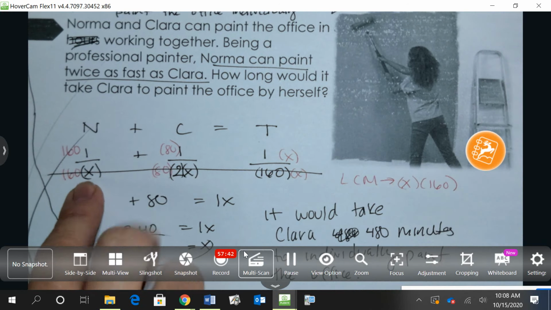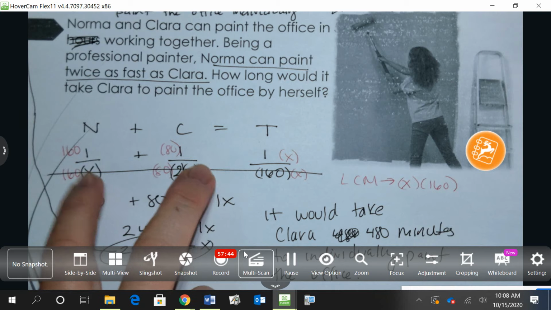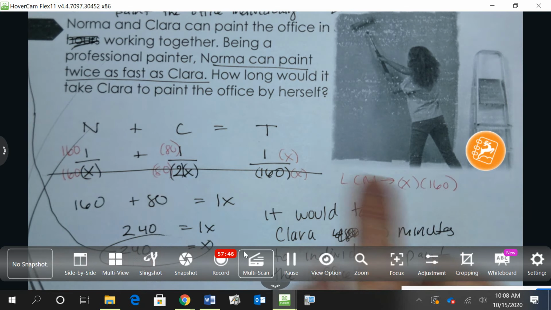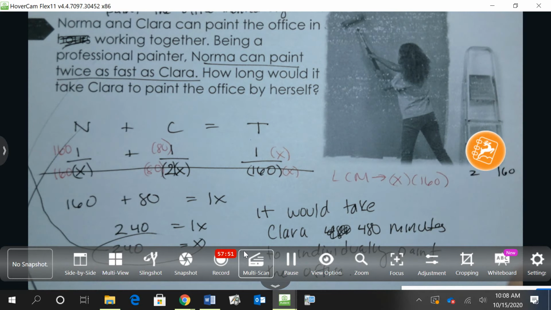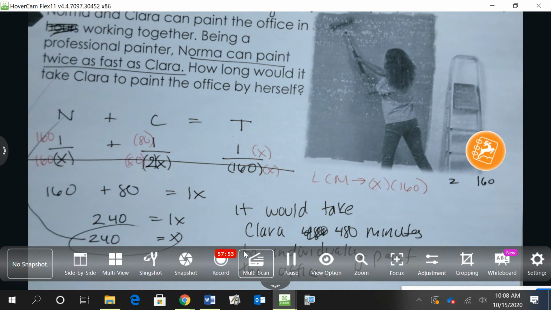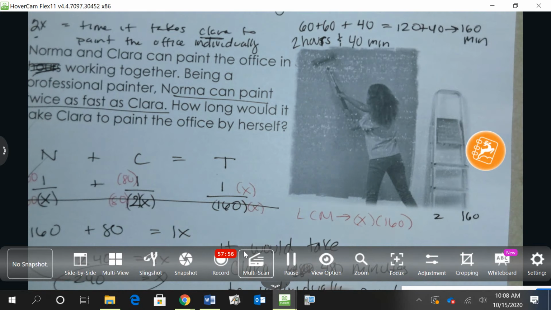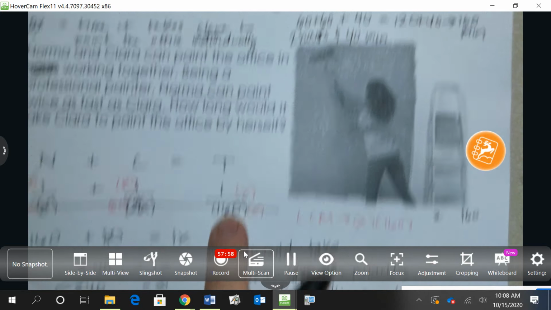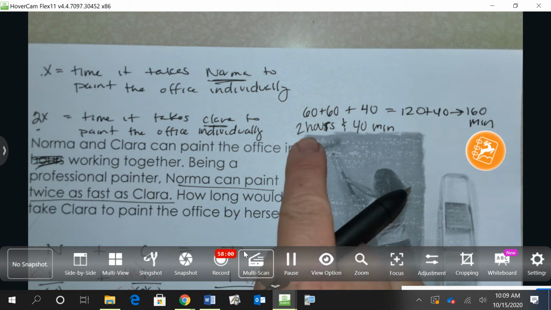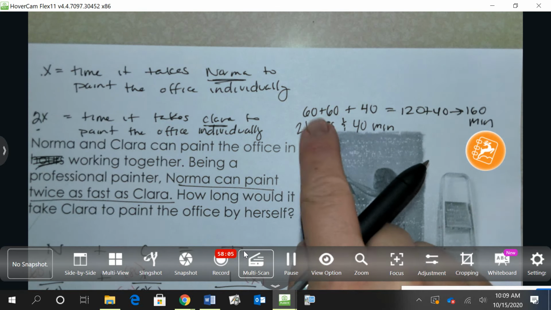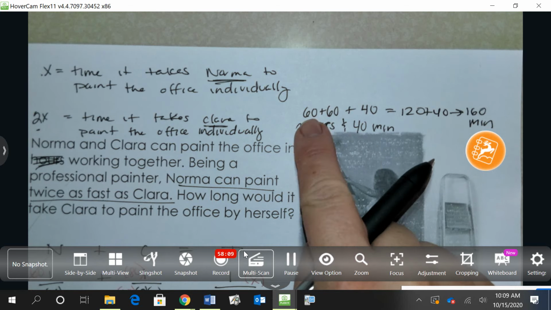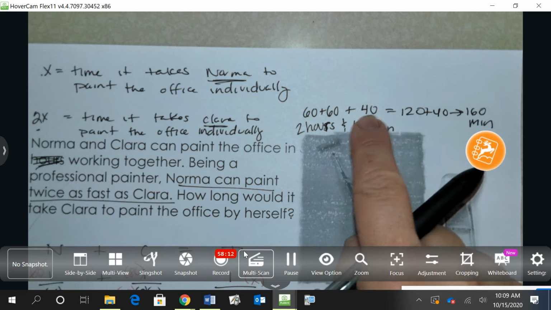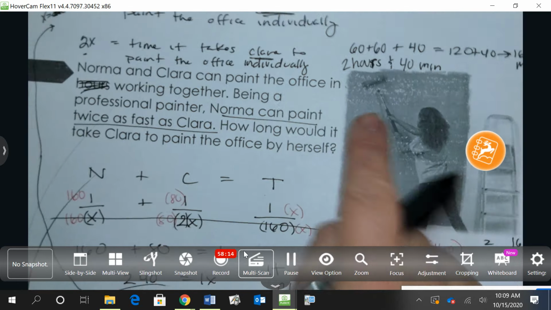I had a question. So these are individual. X and X are the individual X's. And then I looked at 2 and at 160. And I tried to find the LCM of 2 and 160. I had students in a previous hour say, I don't understand how you got 160. Well, it says together they painted the office in 2 hours and 40 minutes. So each hour is 60 minutes. So there's 1 hour and 2 hours and an additional 40 minutes. 60 and 60 is 120 plus 40 is 160. That's why I have 160.